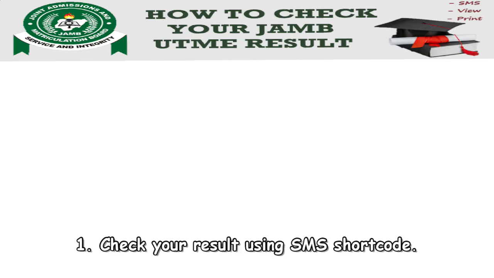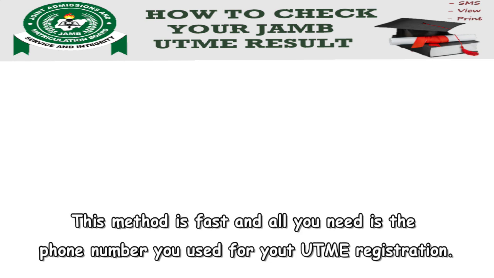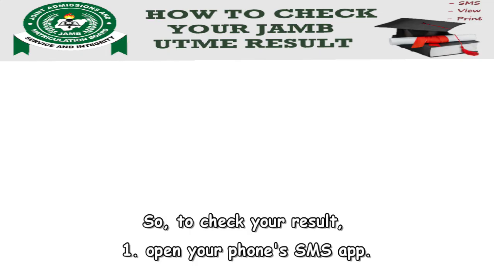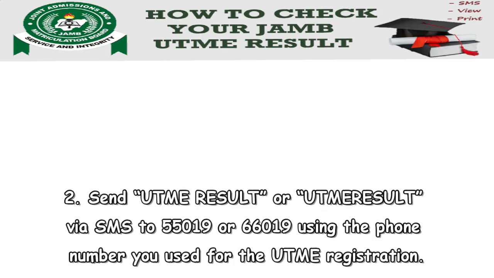Number one, check your results using SMS shortcode. This method is fast, and all you need is the phone number you used for your UTME registration. So to check your results, open your phone's SMS app, send UTME results or UTME space results via SMS to 55019 or 66019. Remember, you have to do this using the phone number you used for your UTME registration.